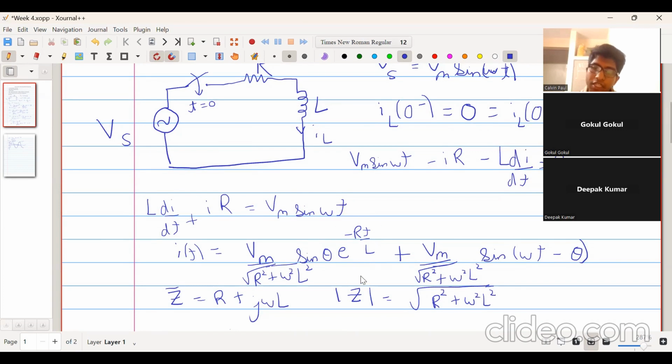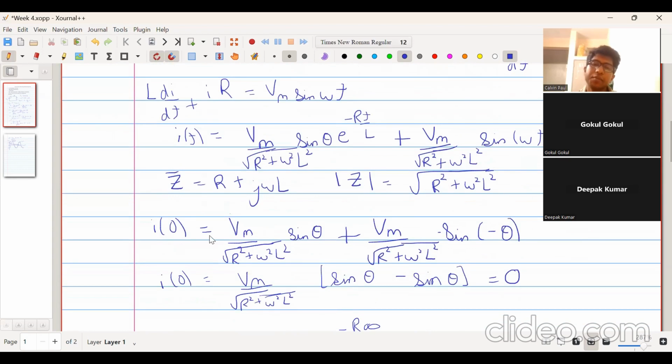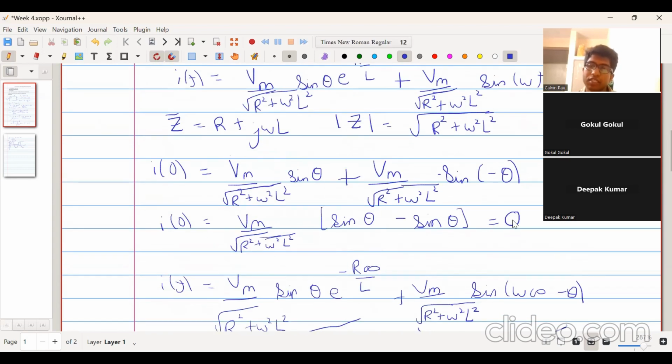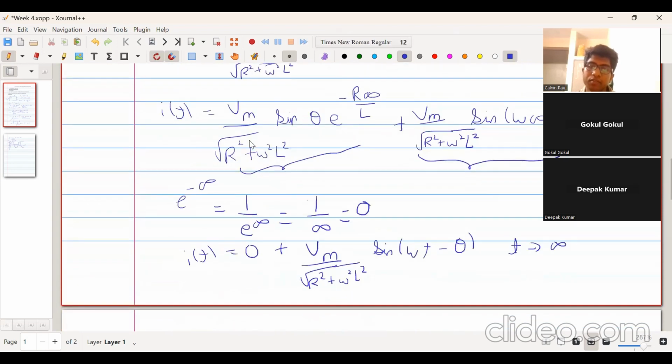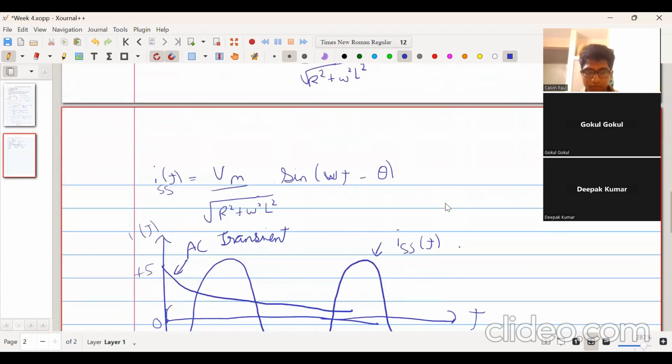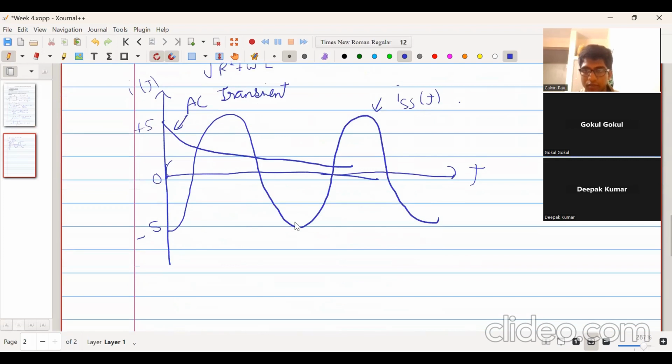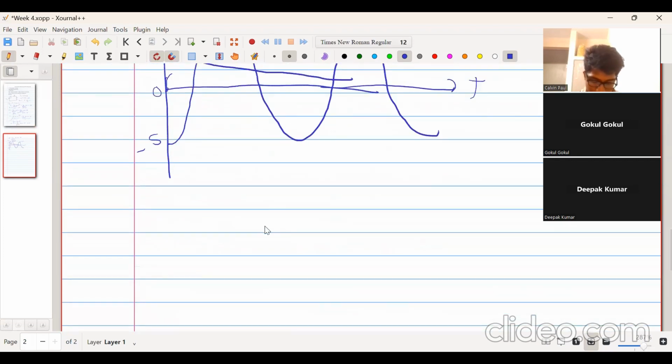Now, this e raised to minus Rt upon L will decay to 0 as time tends to infinity. When time becomes infinite, this will be 0. So this part will not be there in the current, but this component of current will still remain, and this is known as the steady state current. Also we proved that at time t equal to 0 the current is 0, and as time tends to infinity this decays to 0 and only Vm upon square root of R square plus omega square L square, sine of omega t minus theta, remains in the circuit. That's what we have also drawn graphically. So now I will proceed.